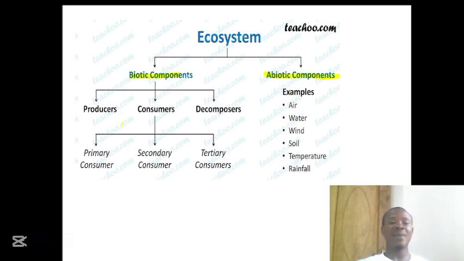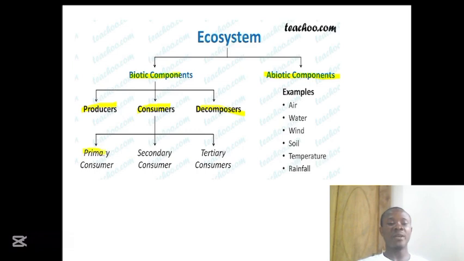And in this biotic component, we have the producers, we have the consumers, those that feed on the producers, and we have the decomposers. After the consumers have died, the decomposers will break them down and return the nutrients back to the soil, and the producers like plants will make use of them for their healthy growth and development. So under the consumers, we have three types mainly.